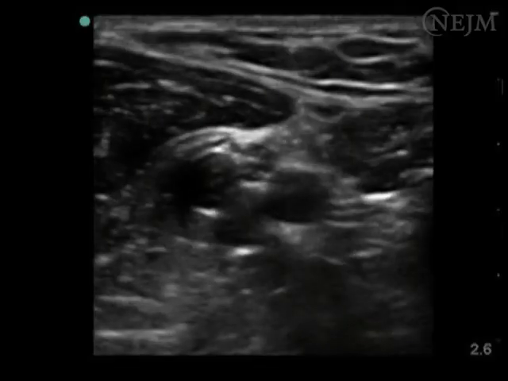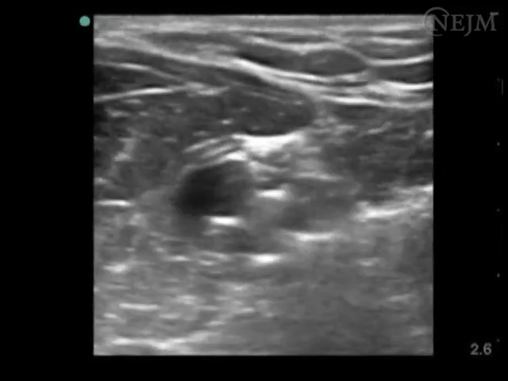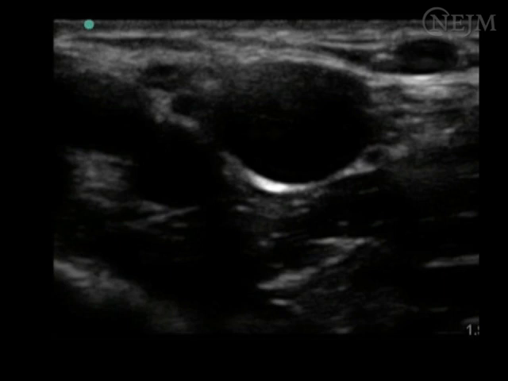Changing the gain changes the brightness of all structures on the ultrasound image. Gain should be adjusted so vessels appear black and the surrounding soft tissue appears gray.